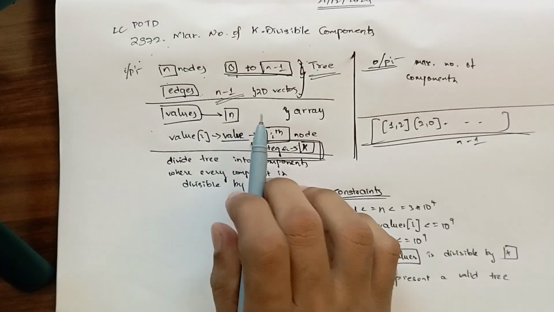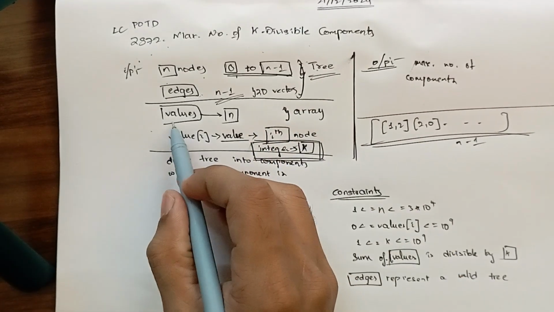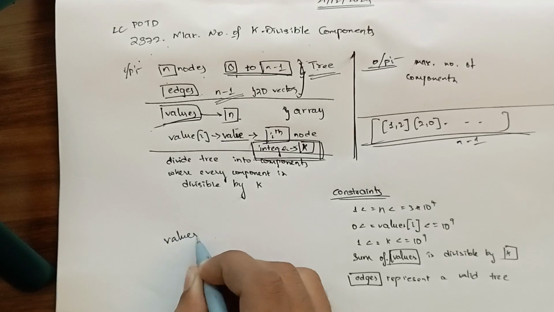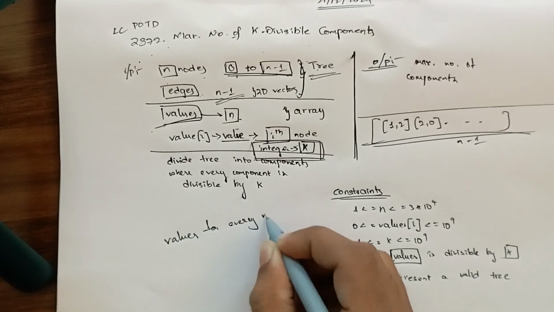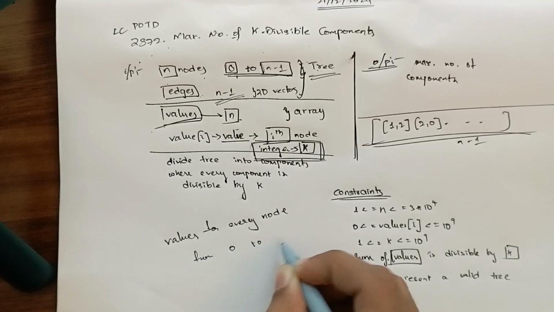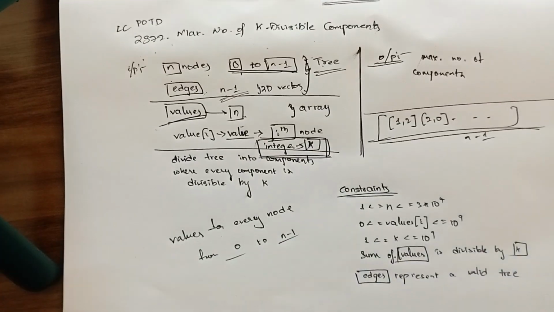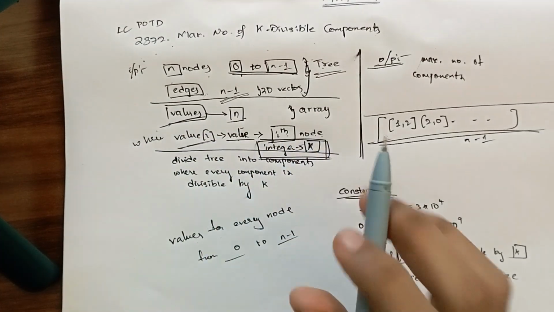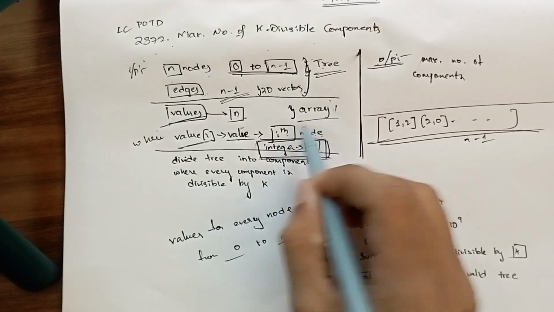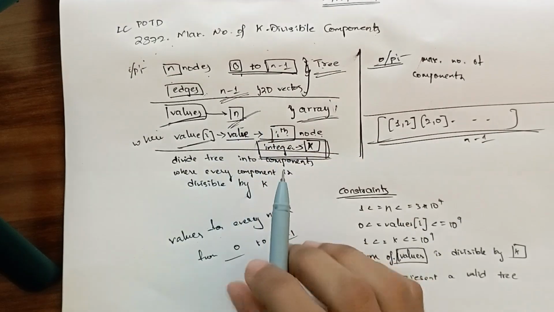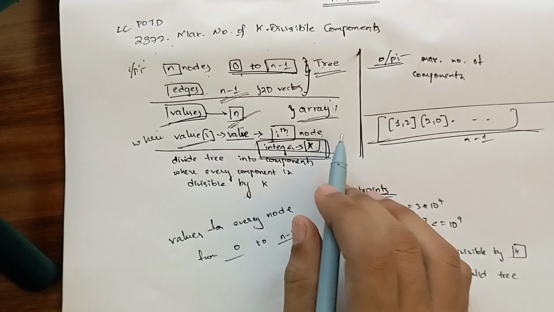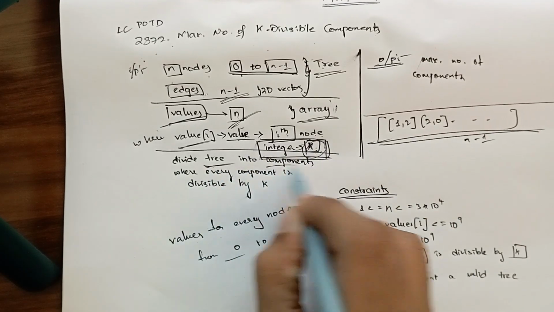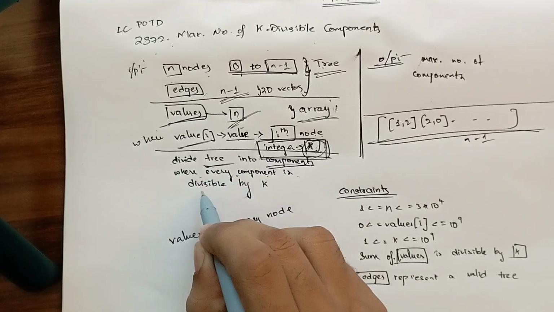After that, along with the tree, we are given values for every node from 0 to n minus 1, where values[i] represents the value of the ith node. These values are given in an array of size n, and we are given an integer k. With this k, we need to divide the tree into components where every component's sum is divisible by k.